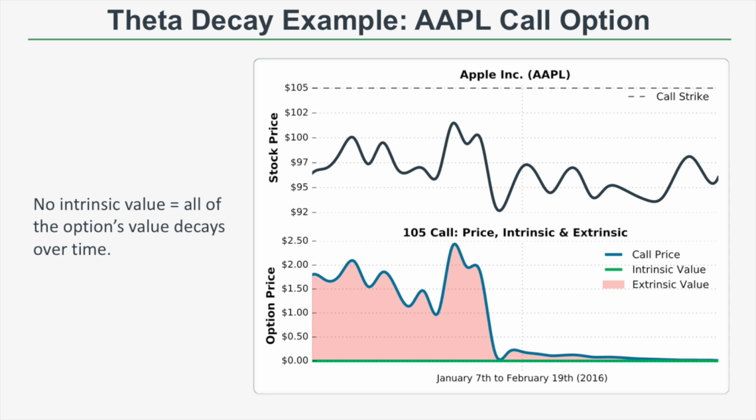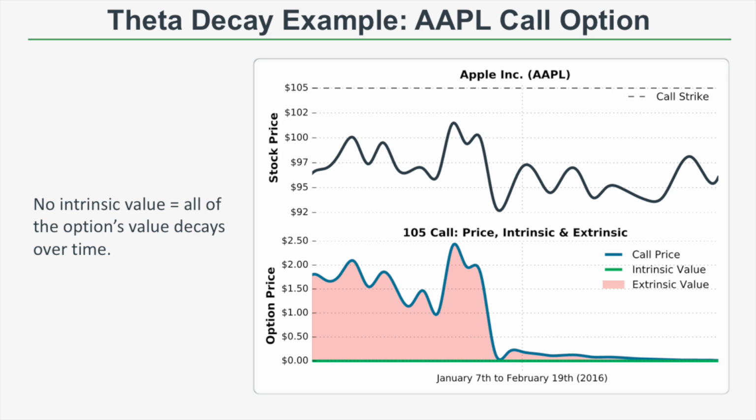Now, as you know, a call option doesn't have any real value unless the stock price is above its strike price. So in this example here, the stock price is below the call strike price of 105 over the entire period. Now in the beginning of the period, we can see that the call option's price in the bottom half of the chart starts around $1.75. And that $1.75 is purely extrinsic.